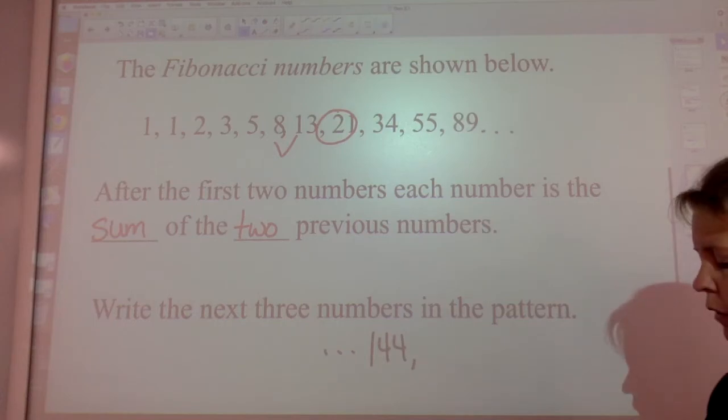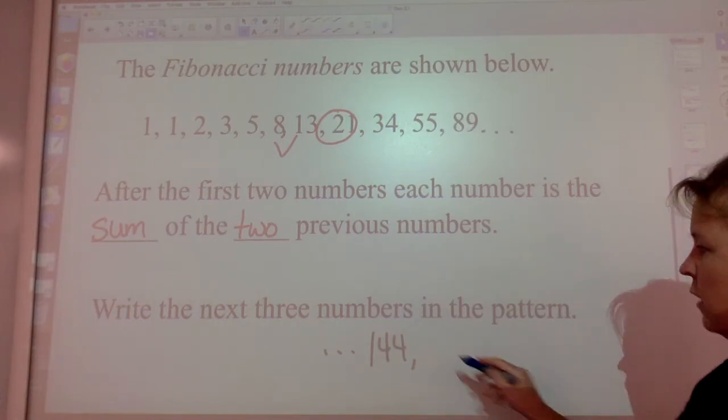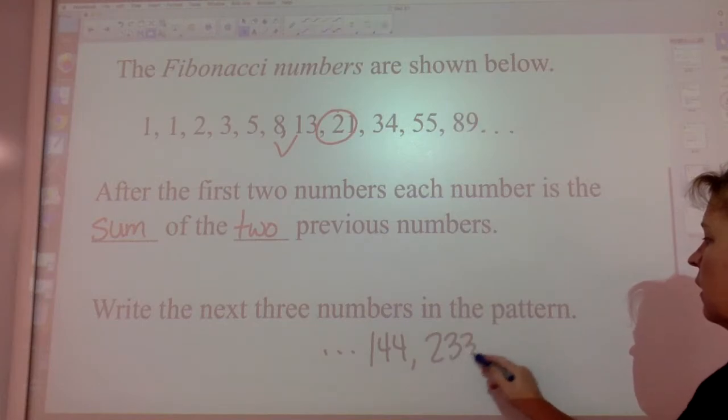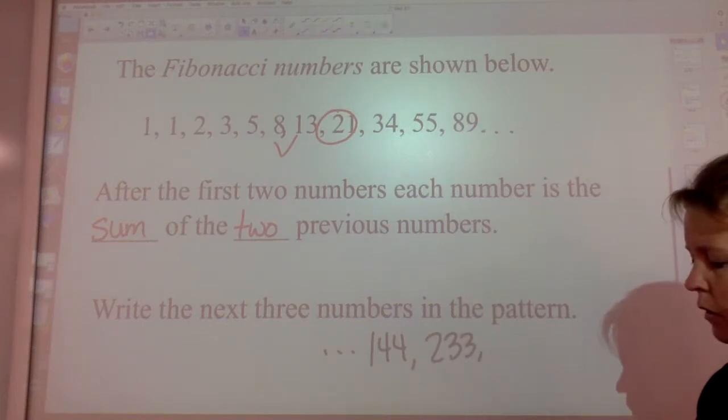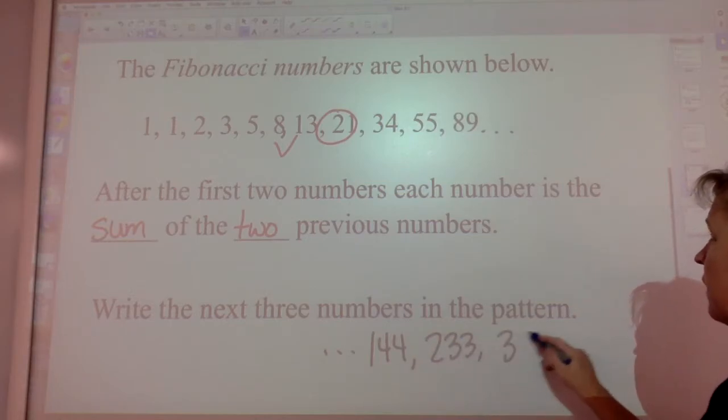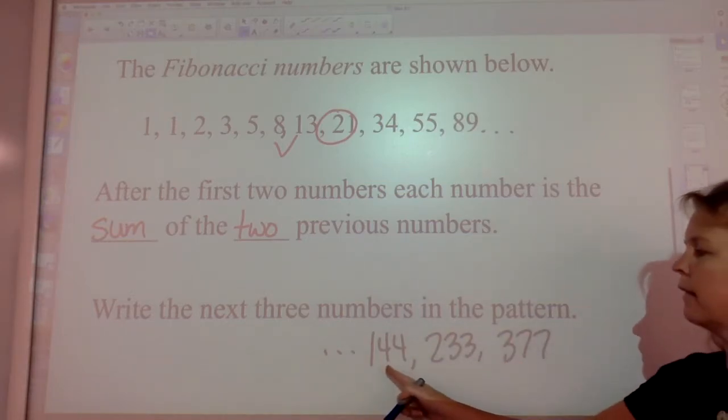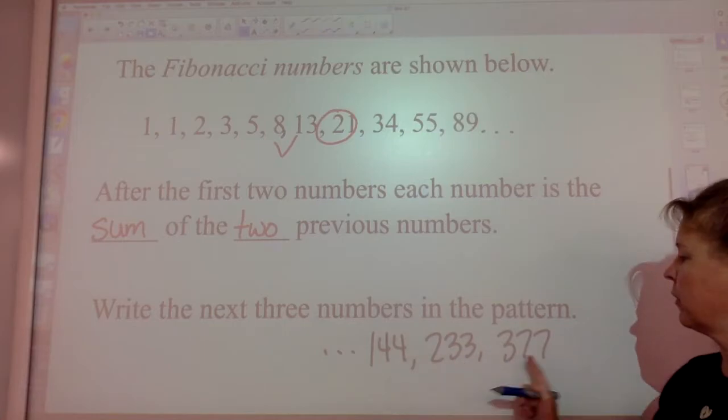And then take 144 plus 89, and you get 233. Then take 144 plus 233. Keep adding the previous numbers, 377. There's a nice little pattern in itself. Double 4s, double 3s, double 7s.